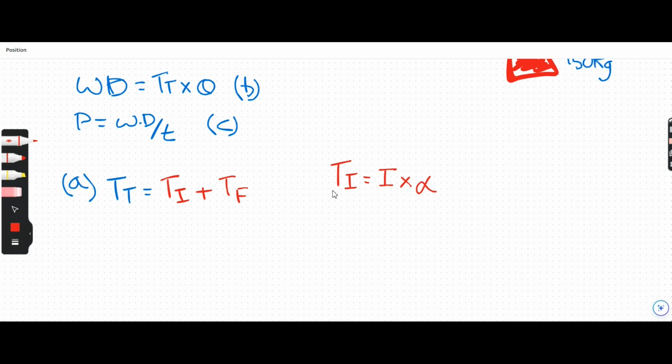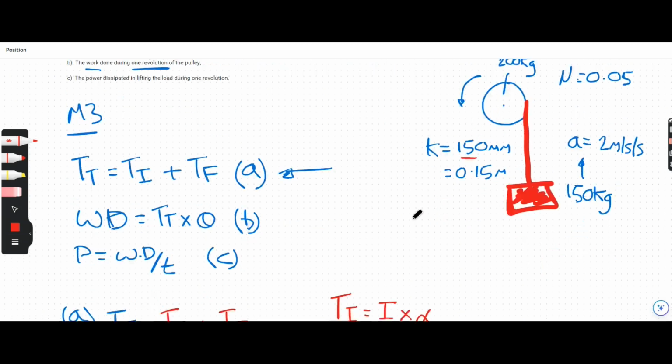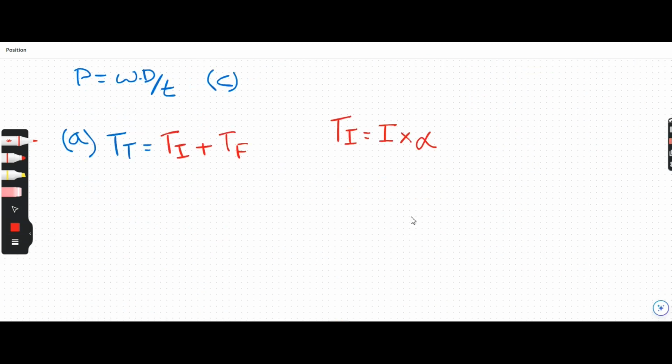Now we've got various numbers. What have we got? We've got the radius of gyration. We haven't got the radius yet, but we've got the K value, so we can use this value here. So I is mk squared, not the Dons, that's the football team. We can use that because we know the mass and we know this thing called the radius of gyration. The mass of this flywheel is 200 kilograms from the question, times this K value, which is 0.15 squared.